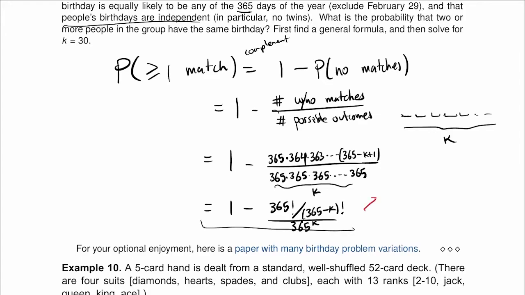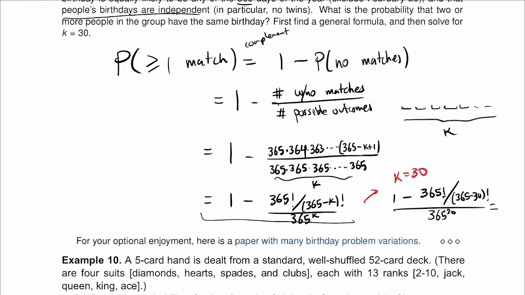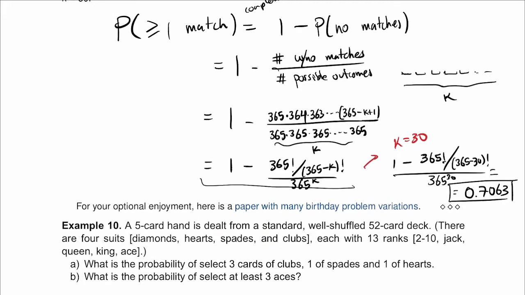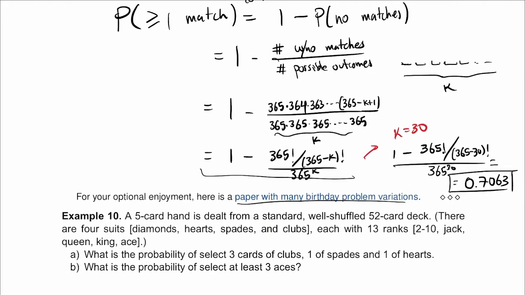For k equal to 30, if we solve, this is going to be 1 minus 365 factorial over 365 minus 30 factorial, over 365 to the power of 30. This is around 0.763. So you have this link to check different variations for the birthday problem.